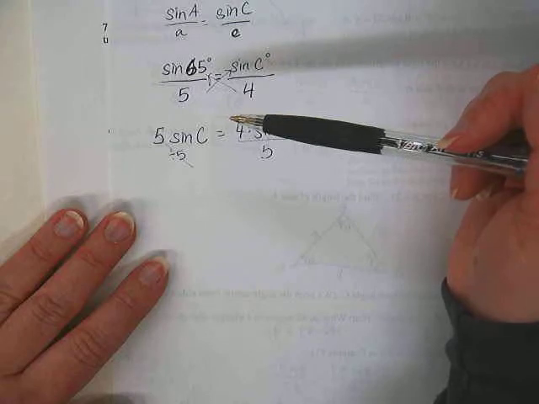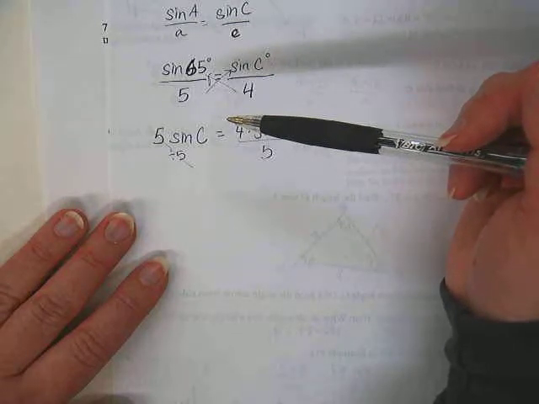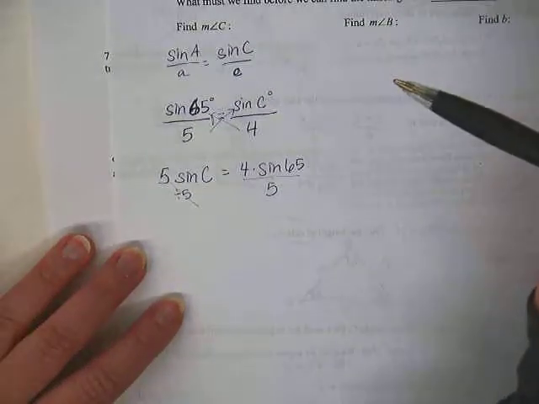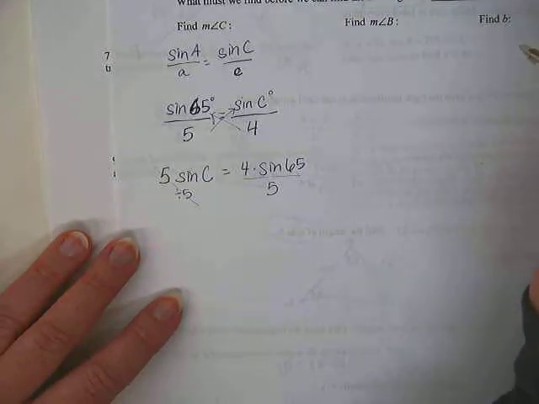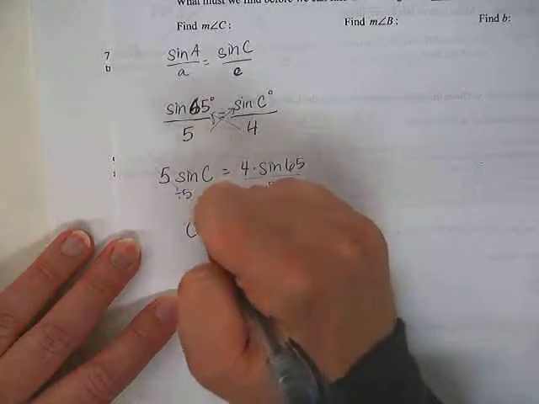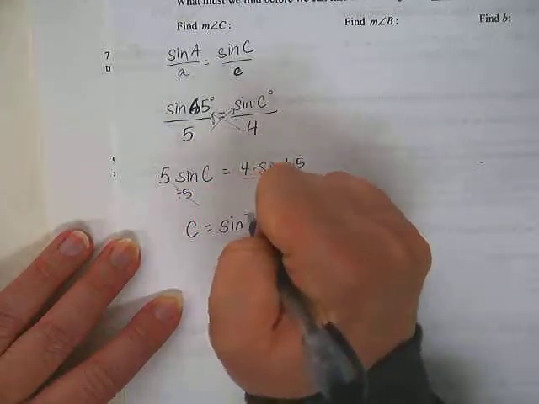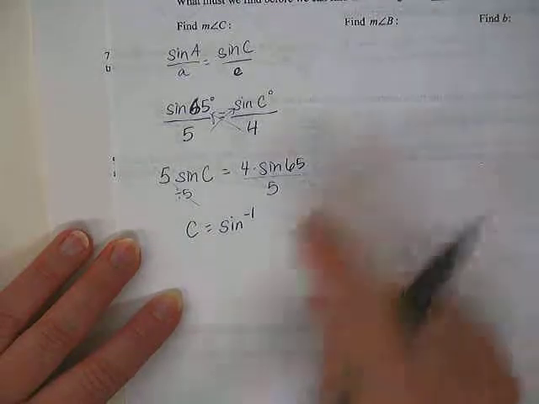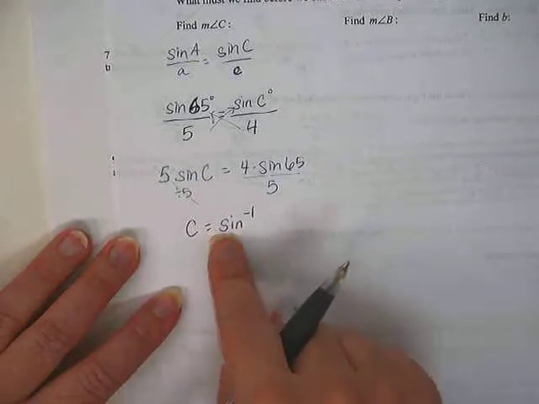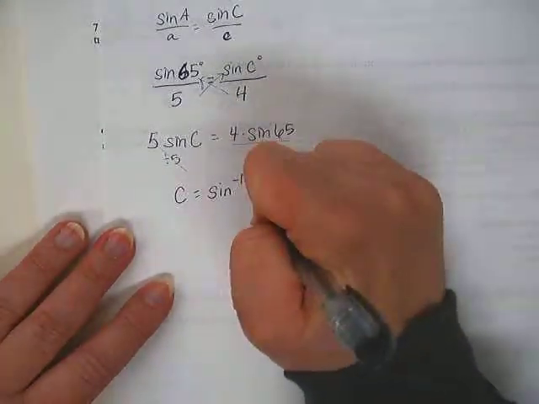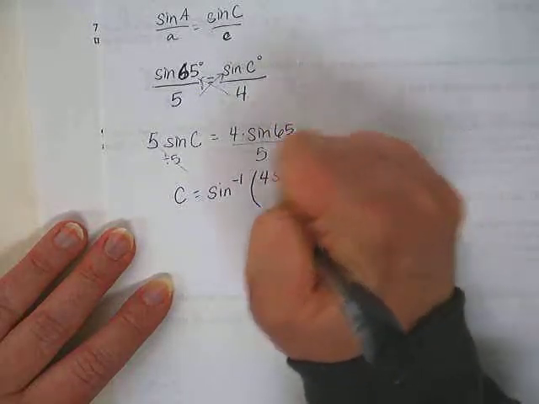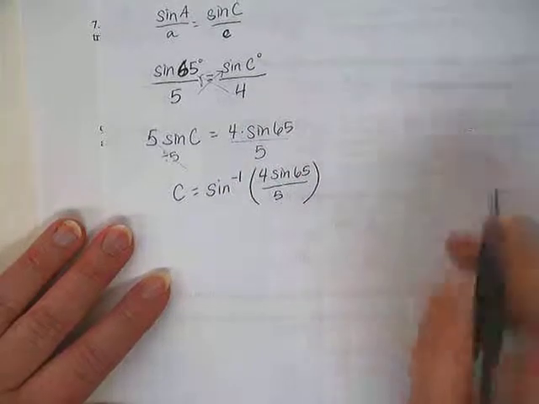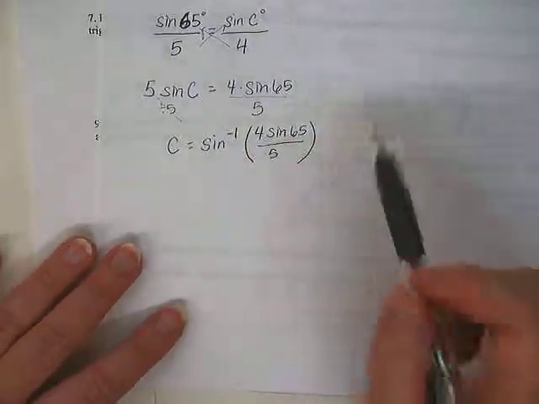Okay, so now we learned this back in the last unit on worksheet 6, that when we need to find an angle, we use inverse sine. Yes, do you have a question? Yeah, C is going to be the inverse sine, because that's what we use to undo those, right? C is the inverse sine of this stuff, 4 sine 65 over 5.